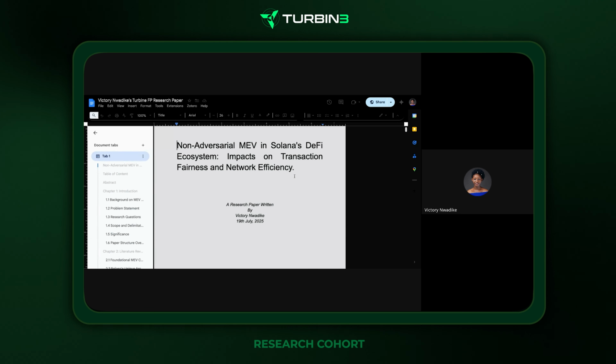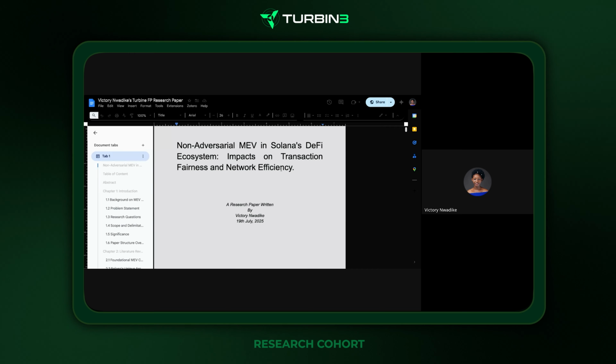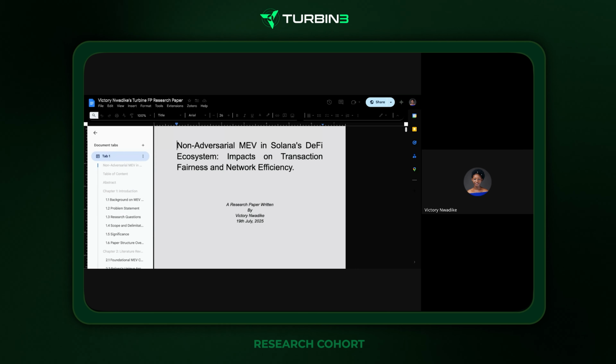We already know the bad MEV, the sandwich attacks, front running, and all. But how about the ones that we think are good? That day I called them benign MEVs, and later found out that they are called non-adversarial MEVs. Where do we draw the line? What's their impact on transaction fairness and network efficiency? So that was how I came about my topic.